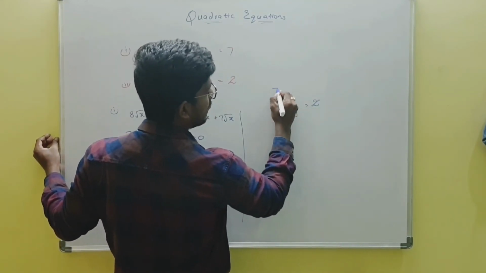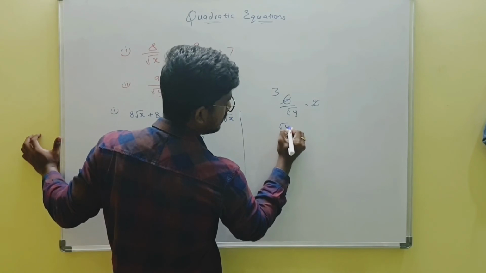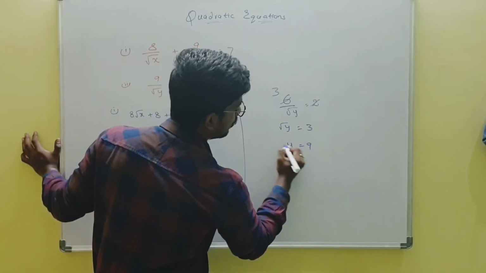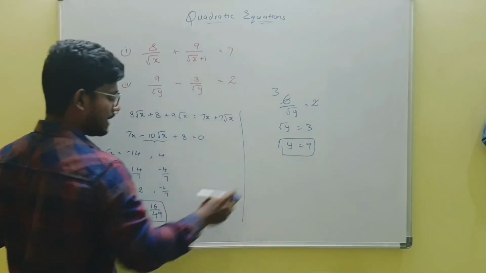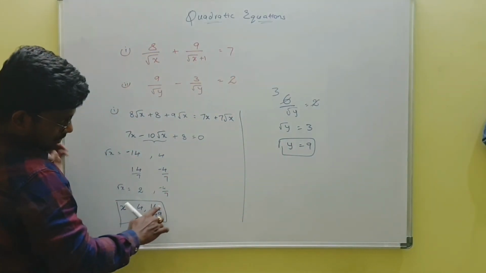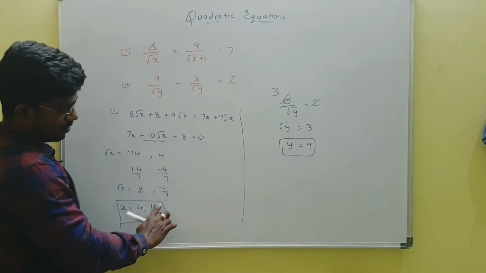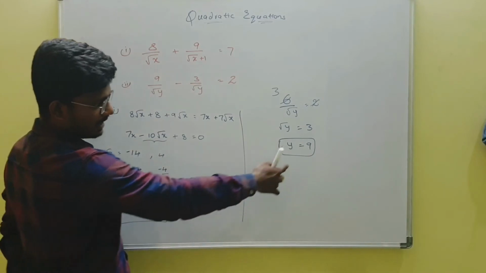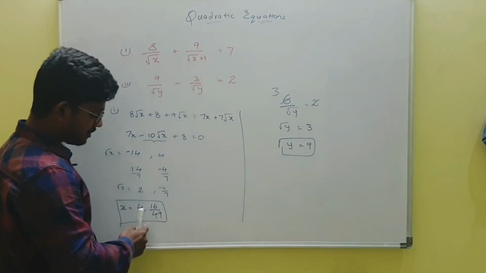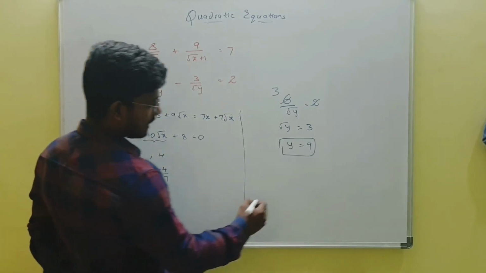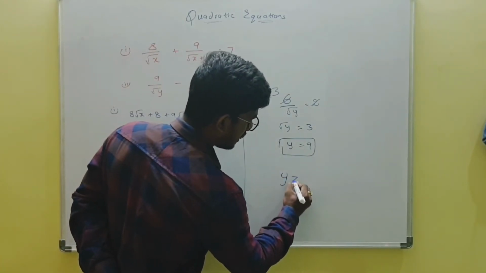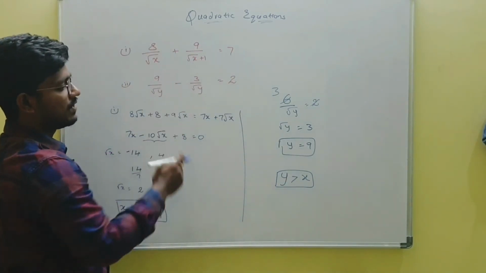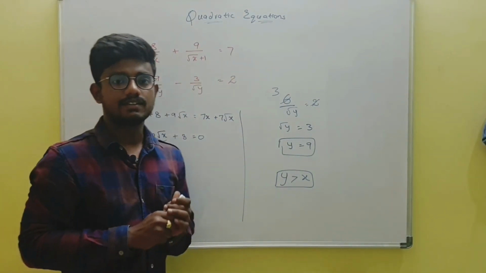By cancelling 2, I get 3 by root y, so root y is equal to 3. Squaring on both sides, I get y is equal to 9. So comparing the roots, here the numerator is lesser than the denominator, so it will be in the form of 0.point something, and the other root is 4, but here the root is 9, which is greater than these two, so I can say that y is greater than x. So the relation between these two equations is y is greater than x.